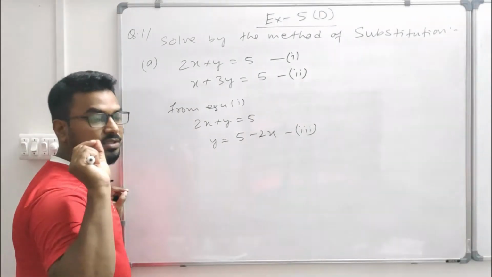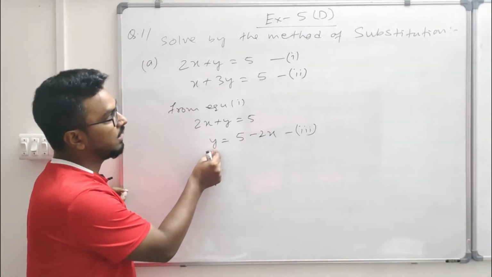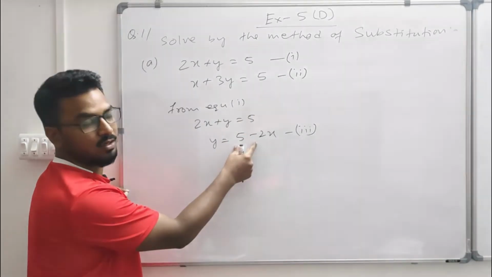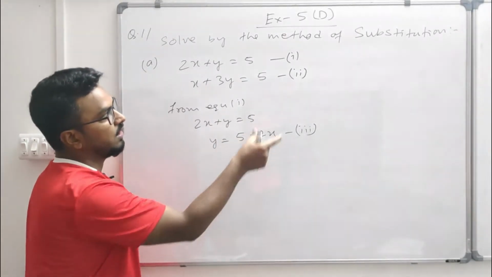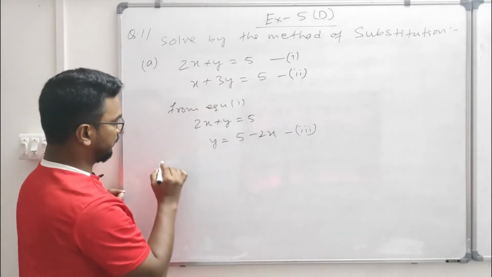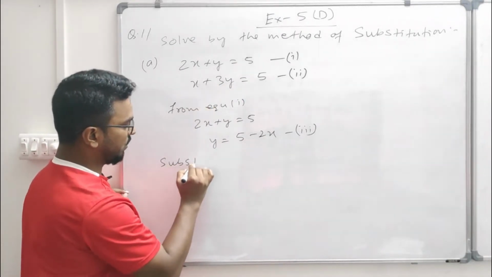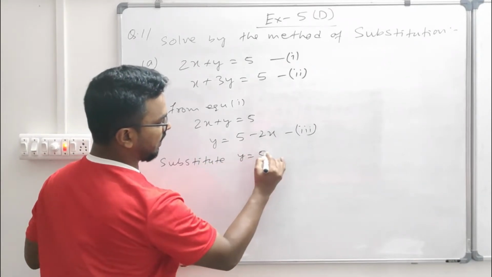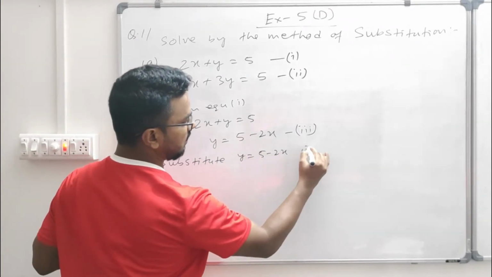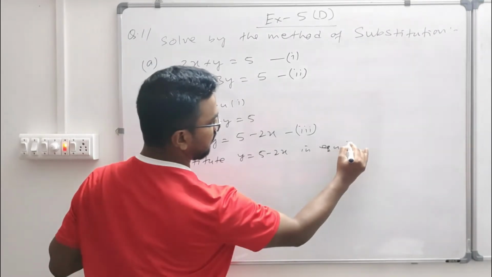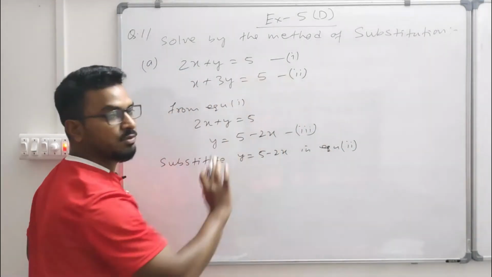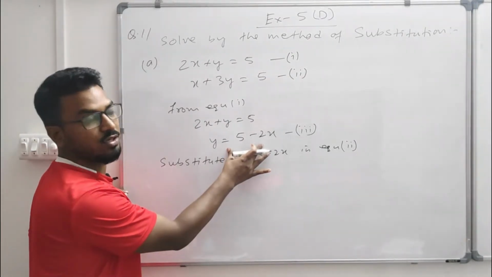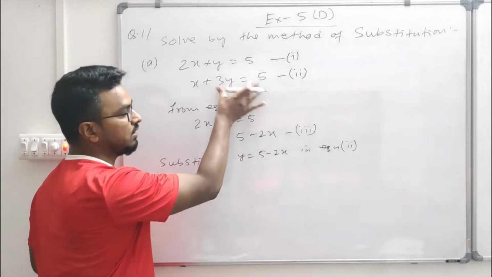Now you have to substitute the value of y in equation 2 because we derived the value of y from equation 1. So we have to substitute this value in equation 2. Here we will write: substitute y equals to 5 minus 2x in equation 2. You cannot substitute in 1 because we have derived this one from equation number 1. So we'll substitute in equation 2.